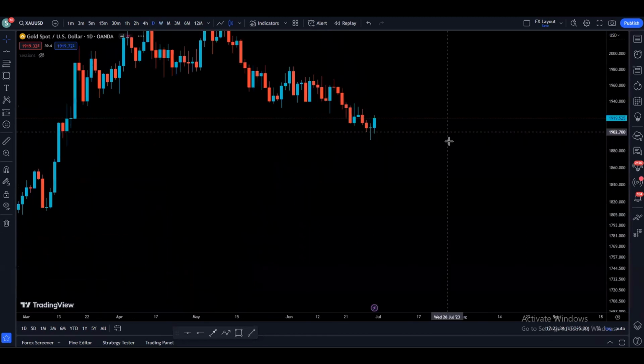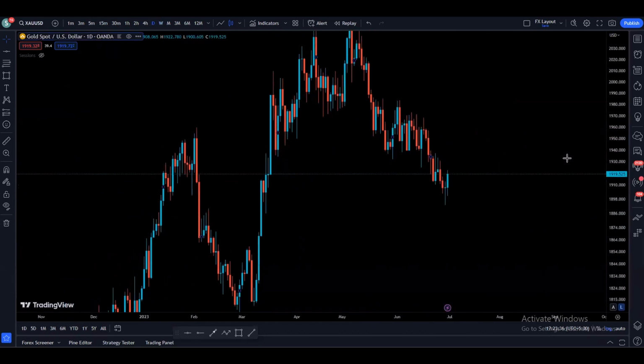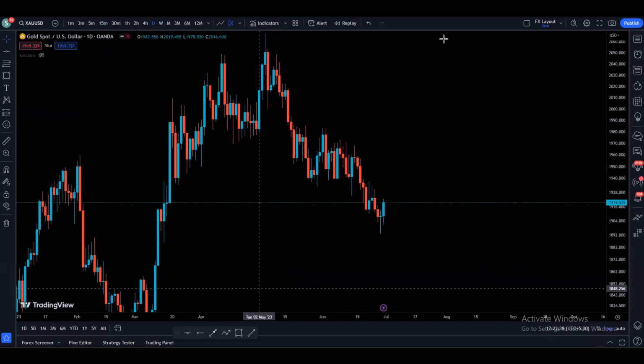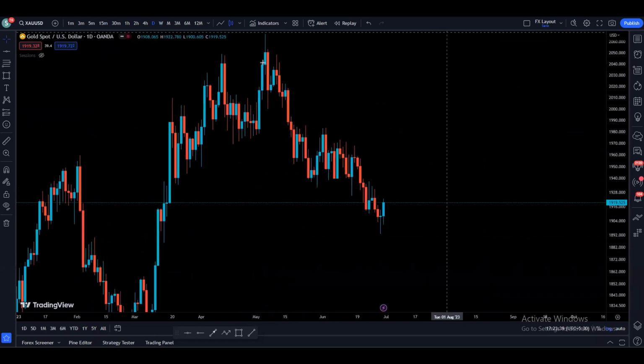On the daily time frame, we can see that the market structure is bearish because we are making lower lows and lower highs. Starting from the top, we can see that we broke this support. So we created a low, then we created a lower high, then we broke this previous low as well, and we created a new low. Right now, as we can see, the last daily candle already closed bullish.